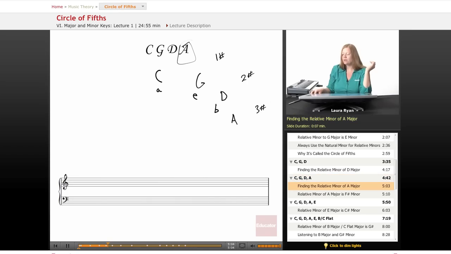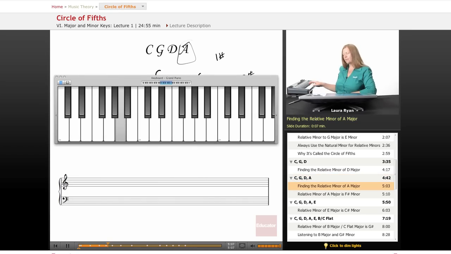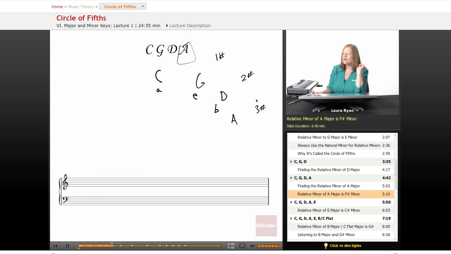Let's look at the keyboard. The relative minor to A is F sharp minor. Let's go to A. As you remember, the order of sharps, the first sharp is always F sharp, the second sharp is always C sharp, F sharp, C sharp. The third sharp is always G sharp. So we have three sharps. Remembering that, let's go to our relative minor, F sharp, and we'll play those three sharps. There you go. Okay, so moving on.